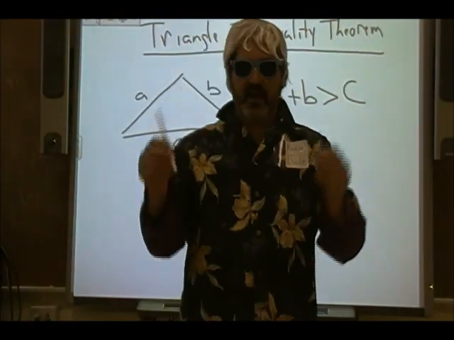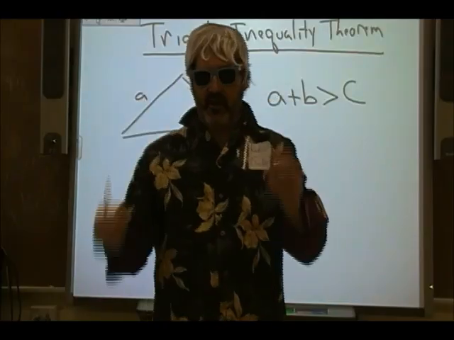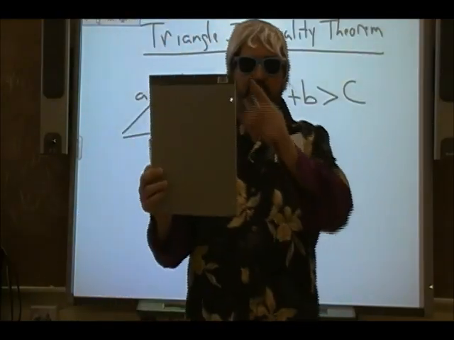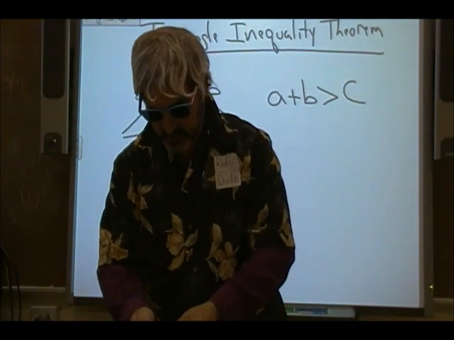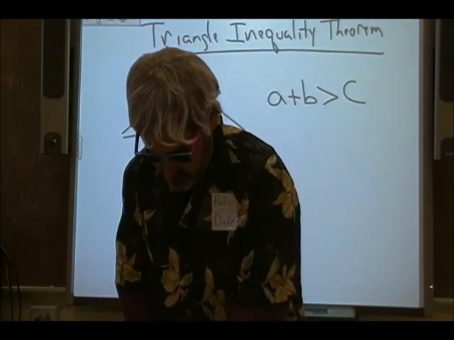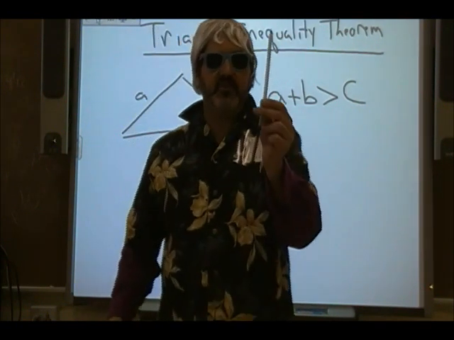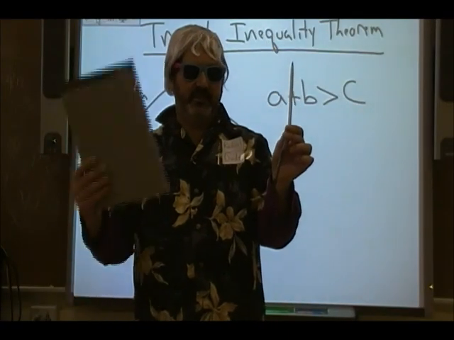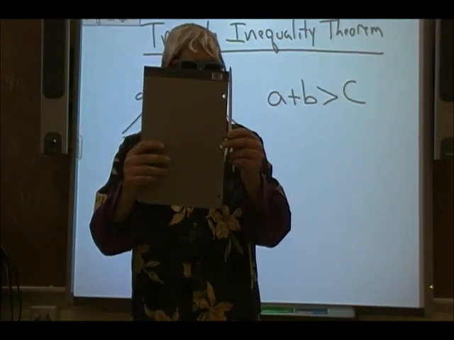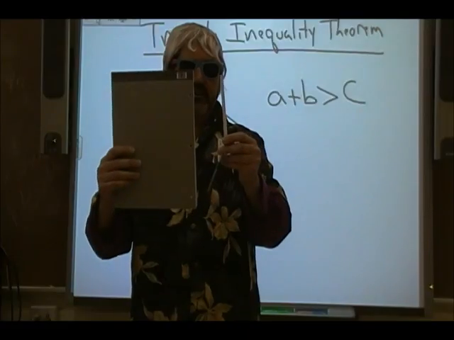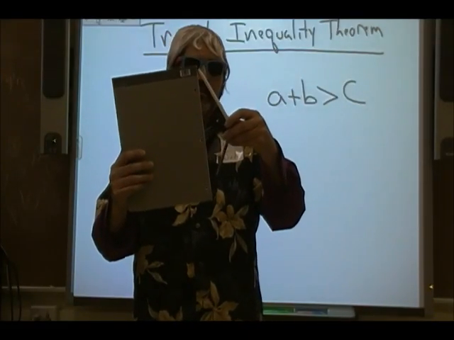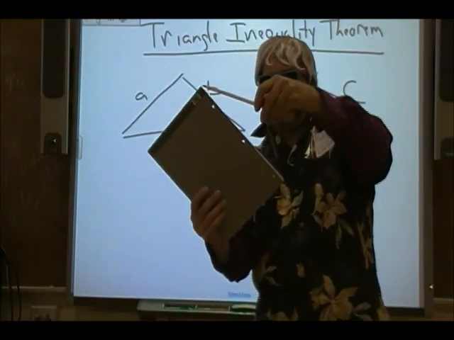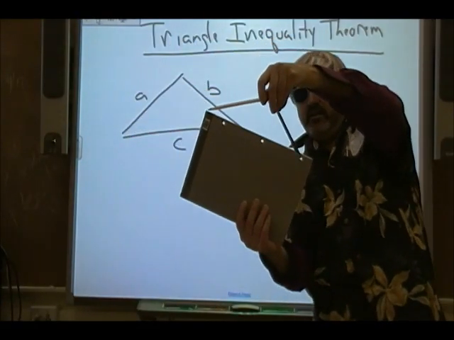I have two pens for two of the smaller sides, and I'm going to make it with the side of this. Now, when I add the two pens, if they are bigger than the third side, which you can see they are, you can make a triangle like that. See? Make a triangle.